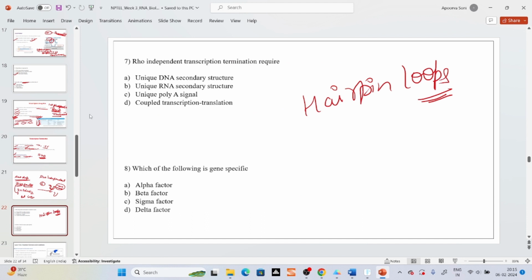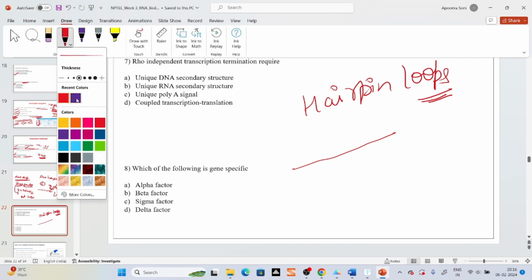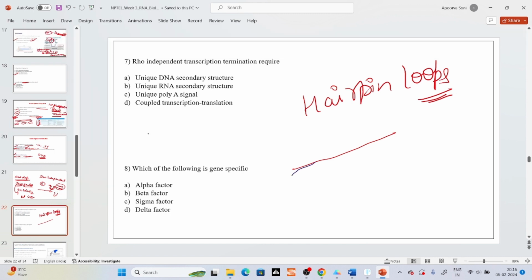So the answer would be B. Why? Because we are talking about secondary structures. RNA forms secondary structures, not DNA. So if this is your DNA and this is your RNA, see, this is your DNA template, and this is your RNA getting formed. I'm sorry for my extremely bad drawing.